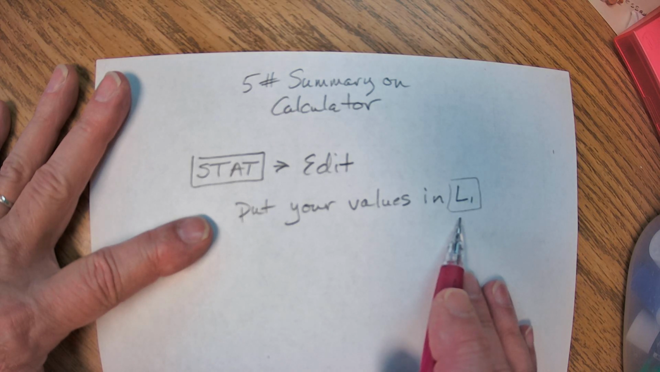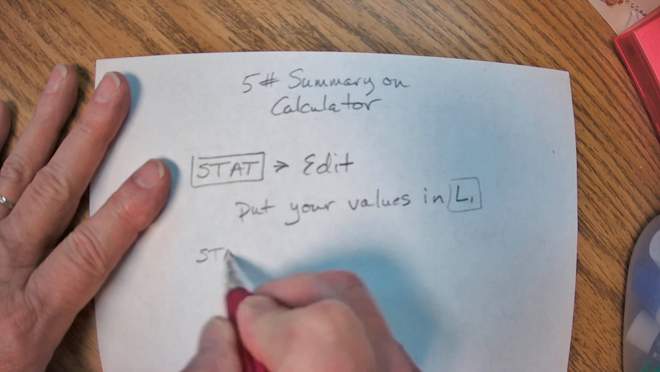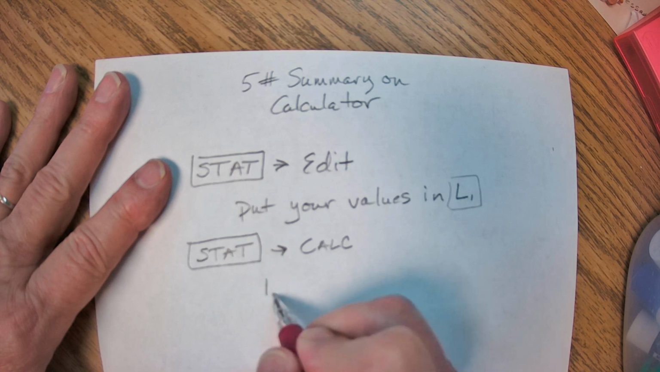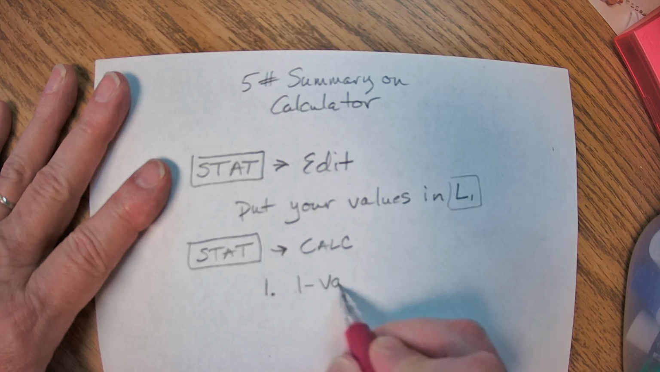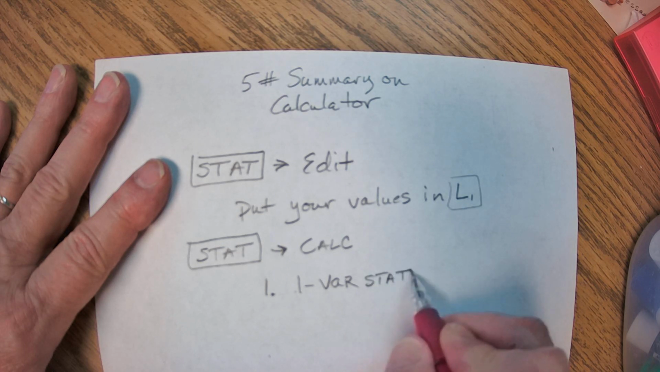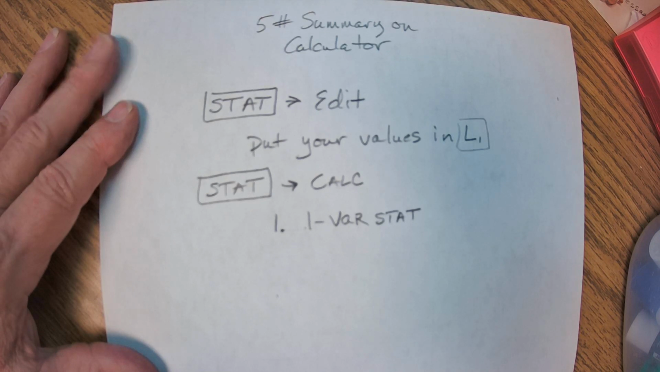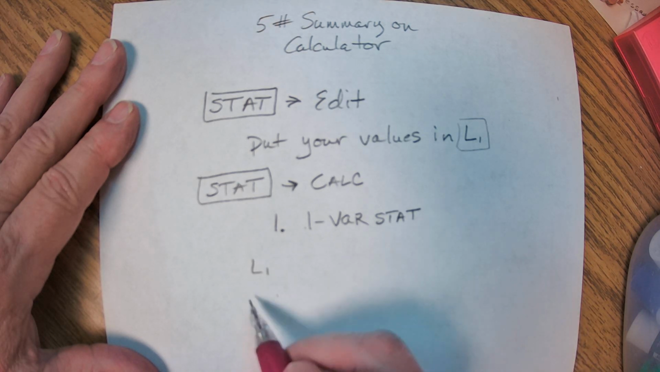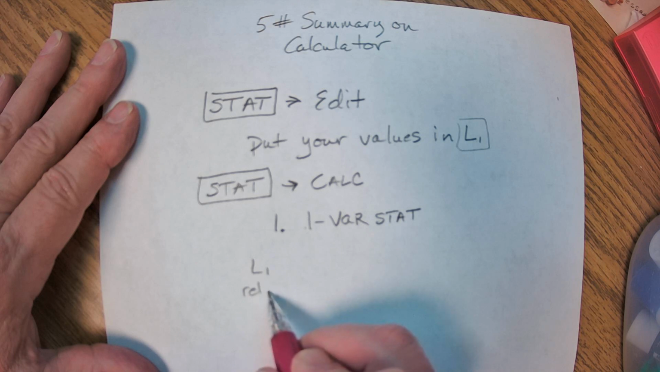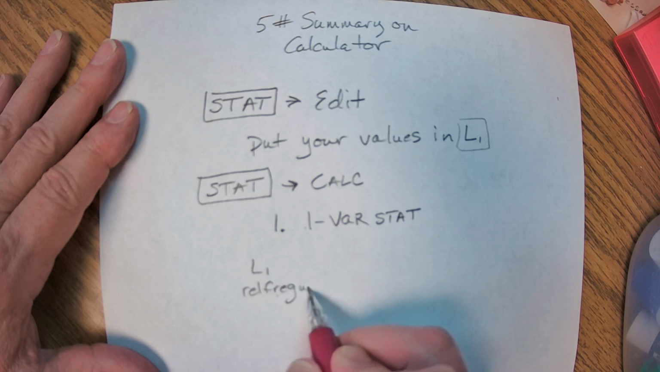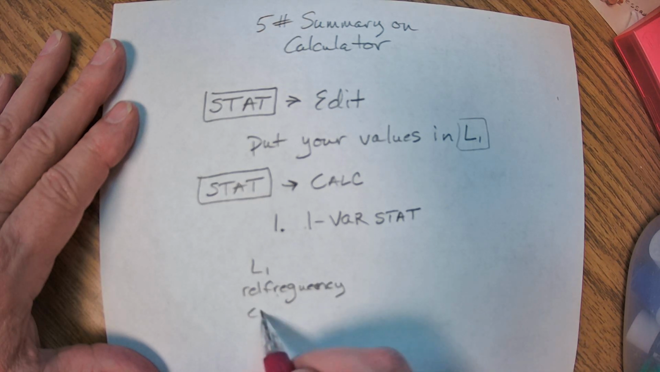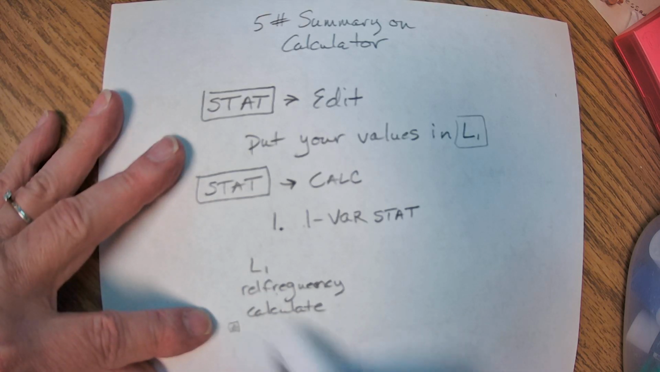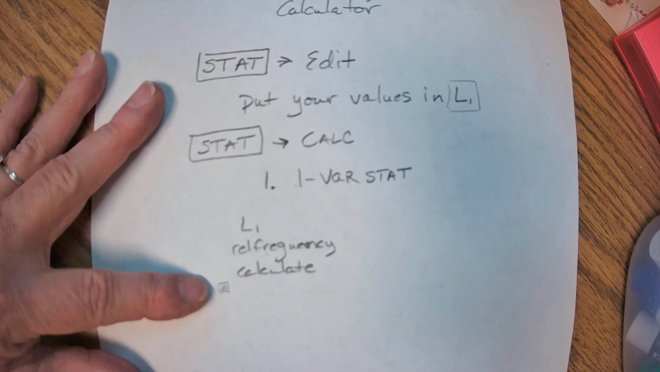So once you've entered all of your values in list 1, you're going to want to go back to the Stat button, and this time you're going to cursor over to Calc, and you're going to choose the first thing, which is one variable statistics. Just hit enter. And then on your home screen, you're going to see this, and then I think it has relative frequency. I can't really remember right now. And then calculate. You'll notice that on the home screen, there's a little square right there that's blinking. That means it's waiting for you to do something.